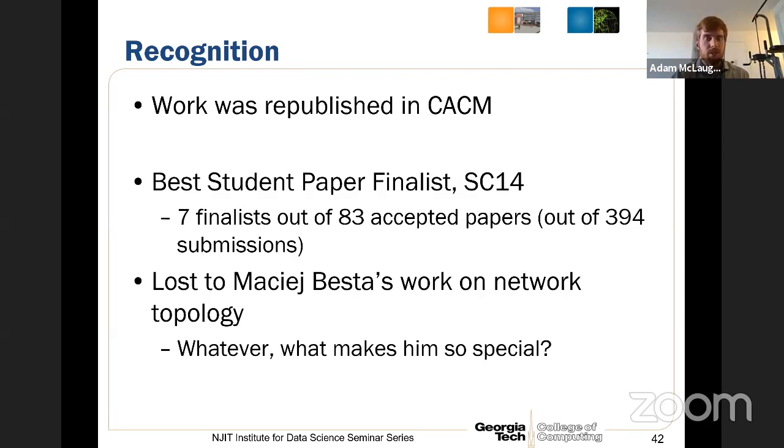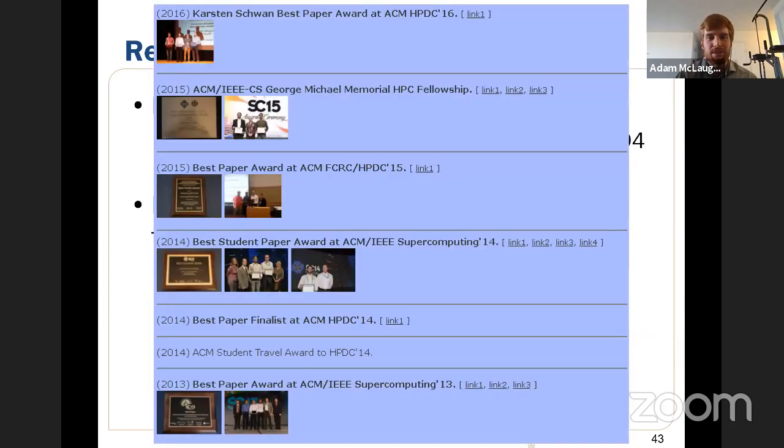What's been nice about doing this work is that it's gotten some recognition. It was republished in Communications of the ACM. When it was originally put in supercomputing, it was nominated as a Best Student Paper finalist. There were 7 finalists out of 83 accepted papers. We unfortunately did not win Best Student Paper because we lost to Maciej Besta, and that's a bummer. But what makes him so special? Well, let's look at his website. All right, 2016 Best Paper HPDC, 2015 Fellowship, 2015 Best Paper Award, 2014 Best Student Paper. All right, this guy's pretty good.